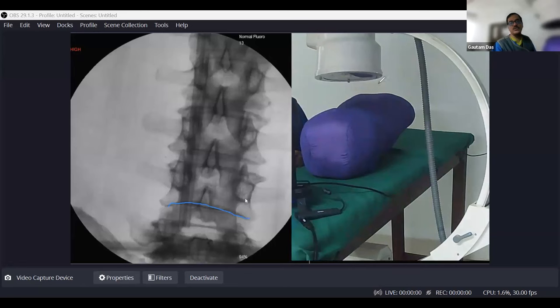So to have a procedure in the lower lumbar, you have to make it a cranial tilt. Cranial tilt means the CM is tilted towards the cranial side. This is your cranial side, tilted towards the cranial side. Which part of the CM? II. II is tilted to the cranial side.